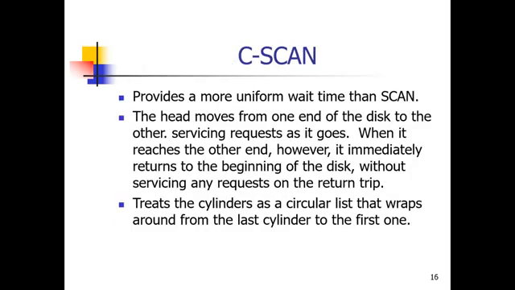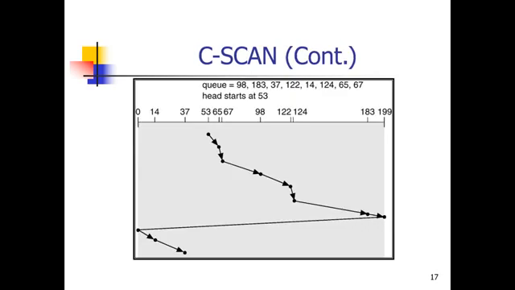Another algorithm is C-SCAN, where C stands for circular, and SCAN. So that's another one. It provides us a more uniform wait time than SCAN. The head moves from one end of the disk to the other, servicing requests as it goes. It's a similar one, but in a circular fashion. If you see, let's move to the diagram directly, to see how this algorithm solves this scheduling problem.